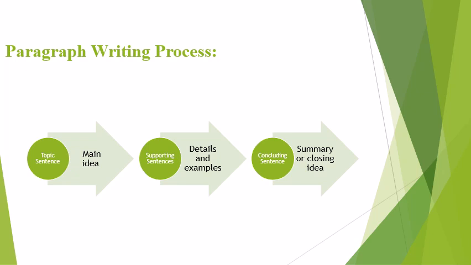Supporting sentences are sentences that come after the topic sentence in the paragraph. They aim to explain, improve, or give details about the main idea introduced in the topic sentence. Finally, the concluding sentence. It is also called the closing sentence. It is the final sentence in a paragraph. Its purpose is to summarize the main idea of the paragraph, and it gives a clear and finished ending to the paragraph.